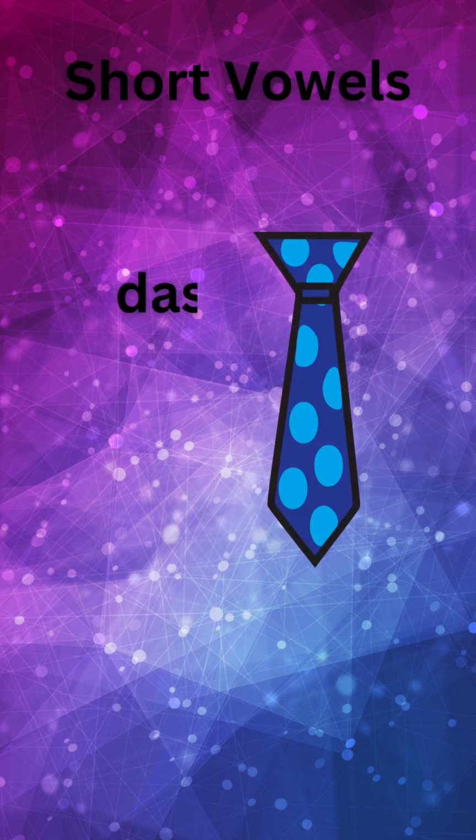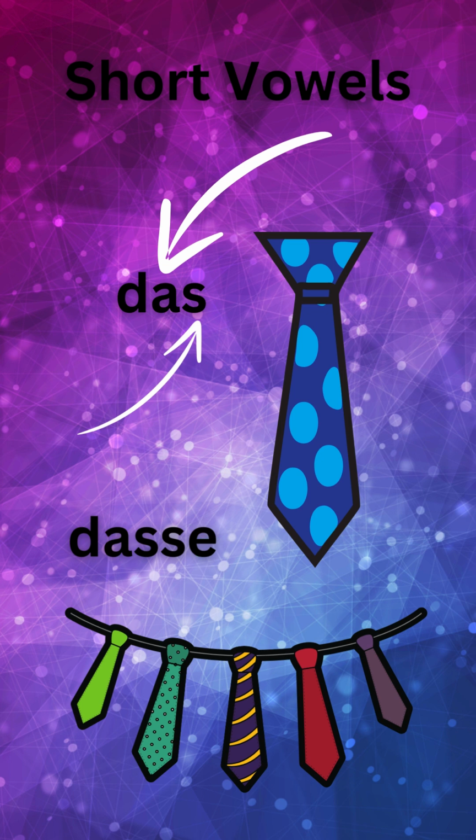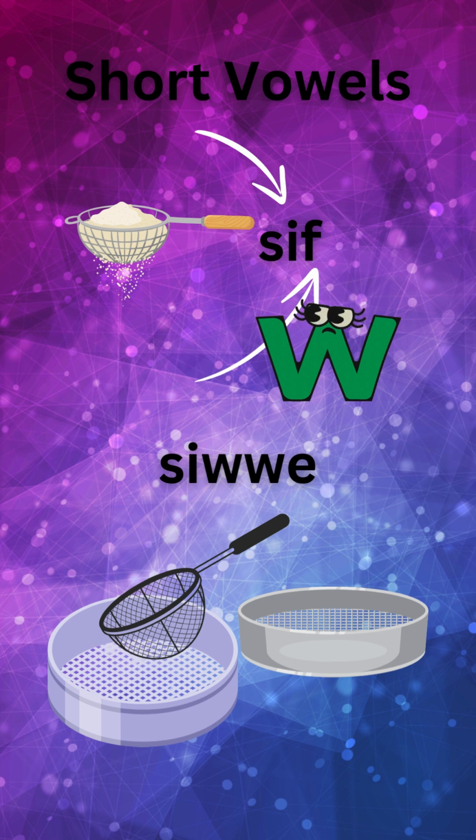When we have short words with short vowels ending in a consonant, we simply repeat the consonant and add an E. For words with short vowels ending in F, we change the F to a W, we repeat that and add an E.